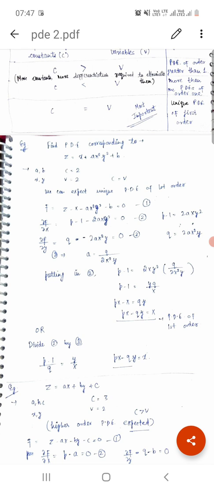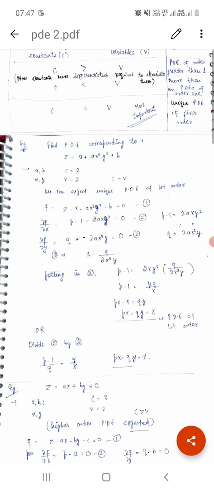Next you can see example number 2. Partial differential equation we have to find corresponding to z equals x plus ax square y square plus b. Firstly we will count the number of constants and number of independent variables present. There are two constants a and b and two independent variables x and y. We have to only count the independent variables, so we will not be counting z. x and y are the two independent variables.